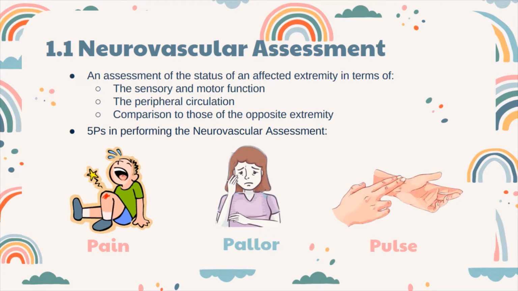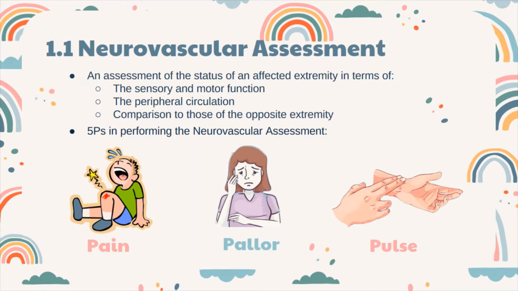Next is pallor. It refers to the pink, pale, or cyanotic color of the extremity being assessed. It is important to assess this with temperature. Pale, shiny skin distal to the injury may indicate compartment syndrome, while a warm, cyanotic extremity may indicate poor venous return.